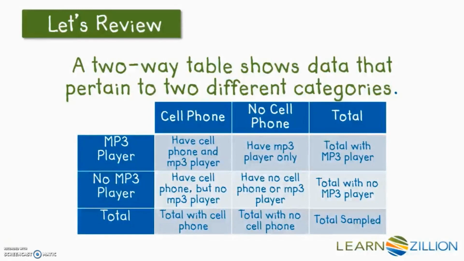In this two-way table example, we are looking at how many students own either cell phones, MP3 players, both, or none. The headers are on the top and the left. You would place the numbers that represent each scenario in the middle and then total the rows and the columns.